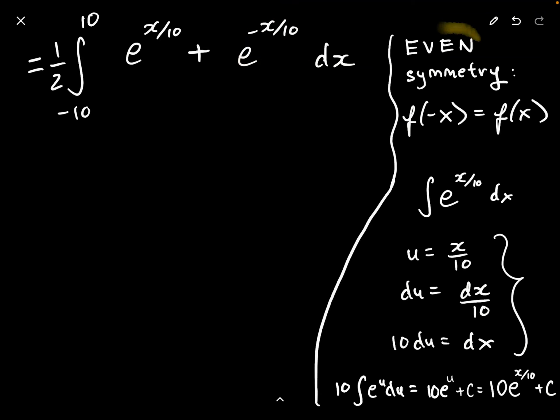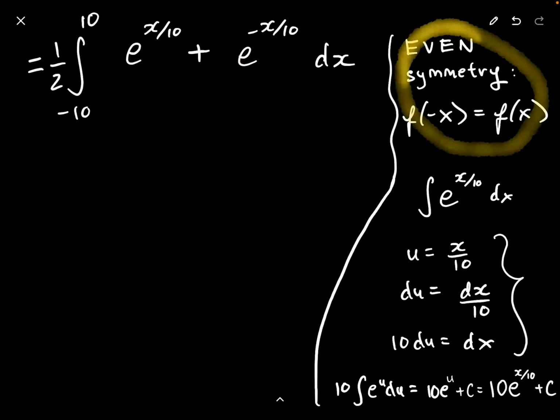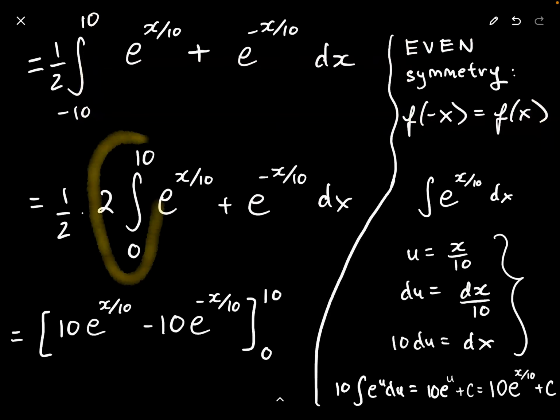You don't have to do this if you don't want to, but here, since the function is even, so it's symmetrical across the y-axis, f of minus x is equal to f of x. So since in our integral we're integrating from minus 10 to 10, and it's symmetrical over the y-axis, this would be the same as integrating from 0 to 10 and doubling the integral. So using the fact that it's even, we'll have 2 times the integral from 0 to 10 of e to the x over 10 plus e to the minus x over 10.